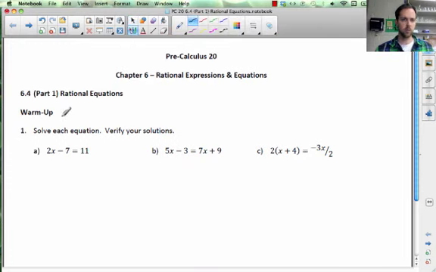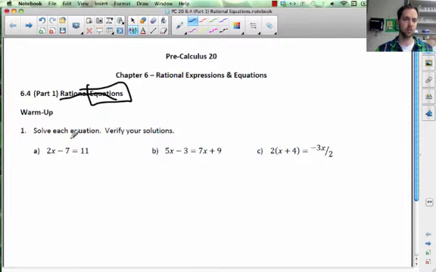All right, so today we'll be looking at 6.4, which will be rational equations. So far all we've looked at are rational expressions which don't have an equal sign in them. We've just been simplifying without an equal sign. Now we'll actually be solving for the value of a variable because we will have equations which contain an equal sign, of course. So solve each equation.